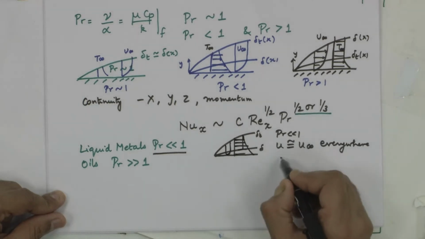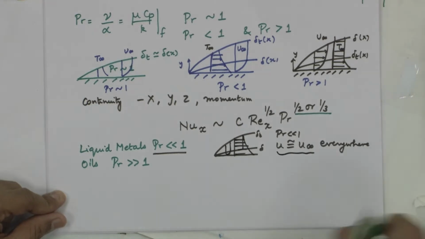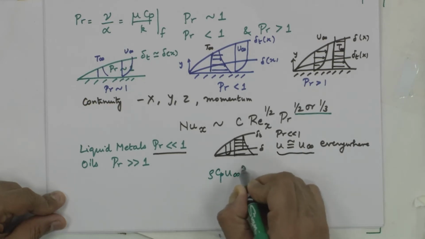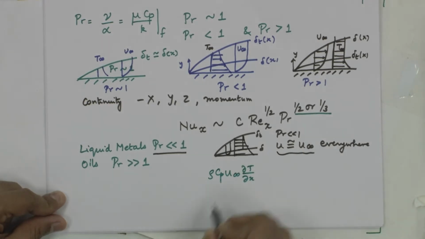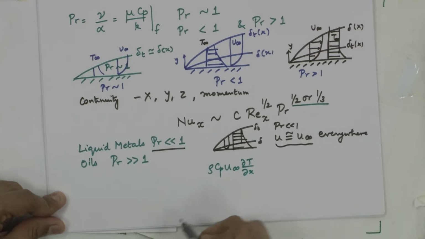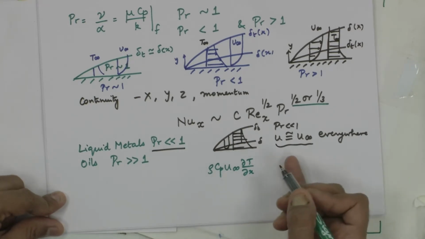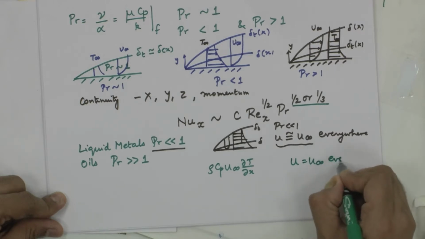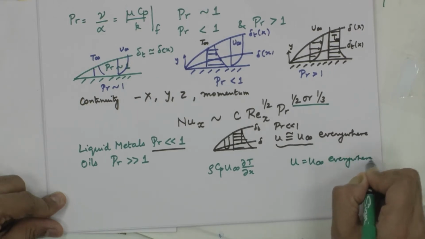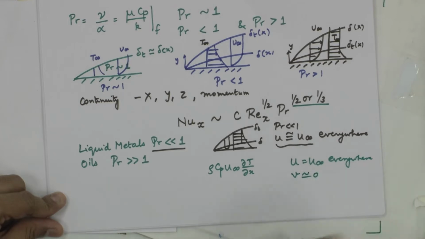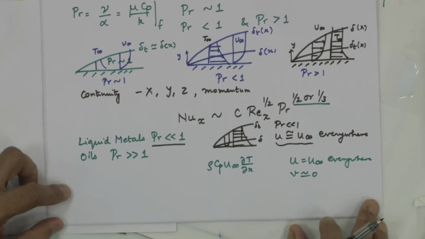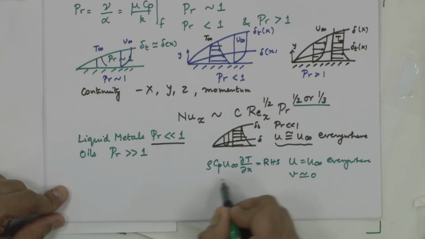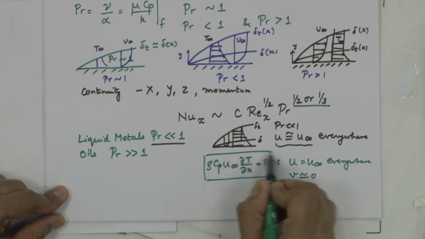So, we can say u is equal to u infinity everywhere, and therefore, your rho Cp u infinity dT by dx is the left hand side term of your energy equation. Your momentum equation need not be solved because the flow field u equal to u infinity everywhere would dictate v is approximately 0. So, you do not have to solve the momentum equation, you just have to solve the energy equation to get the temperature distribution.